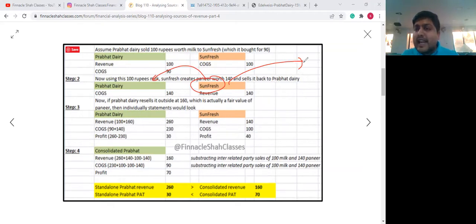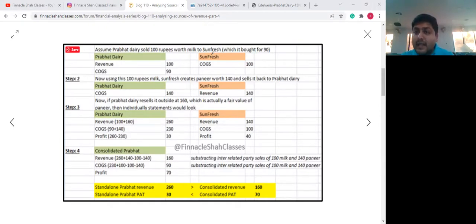Now, if the selling figures of paneer to outside entities are far more as compared to the paneer which is sold to Prabhat, in that case, the signs may change and the consolidated figures may also change. So depending on that quantum, the consolidated figures may be different, which is why, if there are upstream and downstream transactions simultaneously, it doesn't necessarily mean that the standalone revenue is definitely going to be more than the consolidated. It only happens in the case where the subsidiary is selling everything to you and you are eventually selling it outside. So only in that case, something like that may happen.